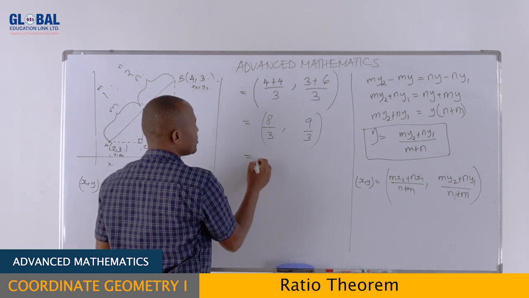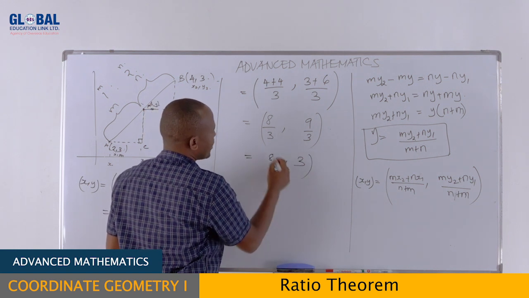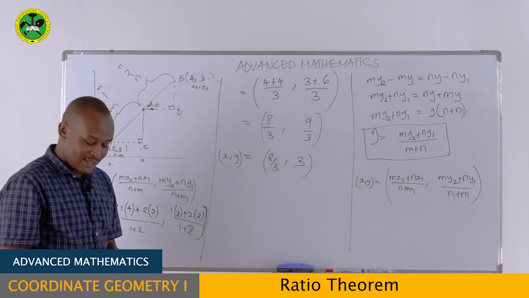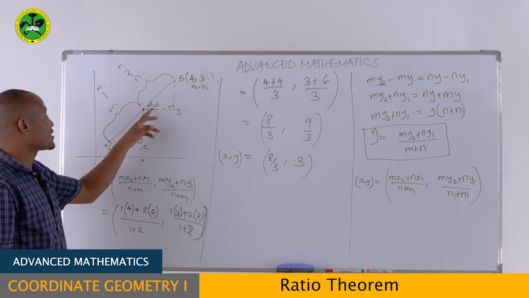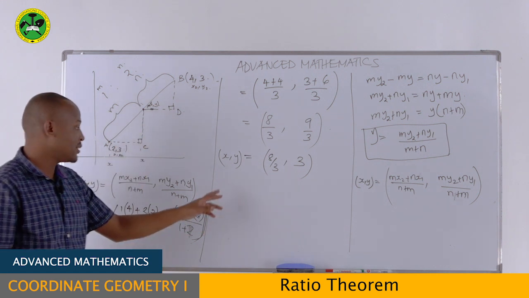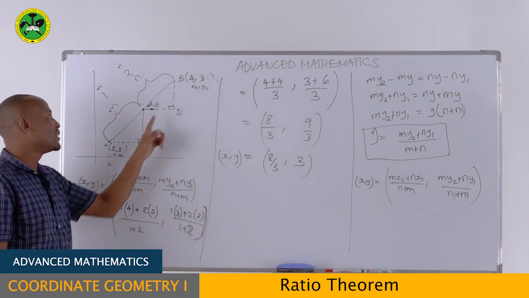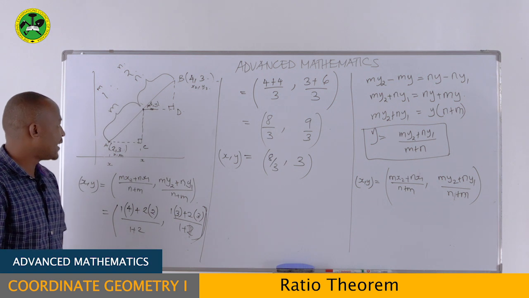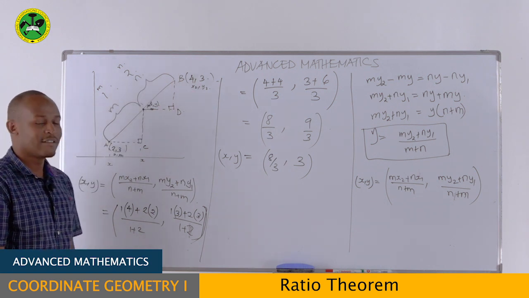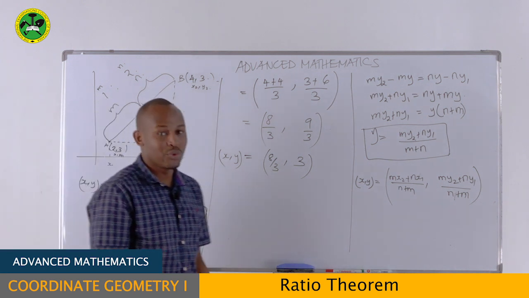So let's simplify that. We have 8 over 3, and this is the point x comma y. That is to say, the point x comma y divides the line AB internally in a ratio 1:2. So this is how it is found. Very easy. I hope you do understand.